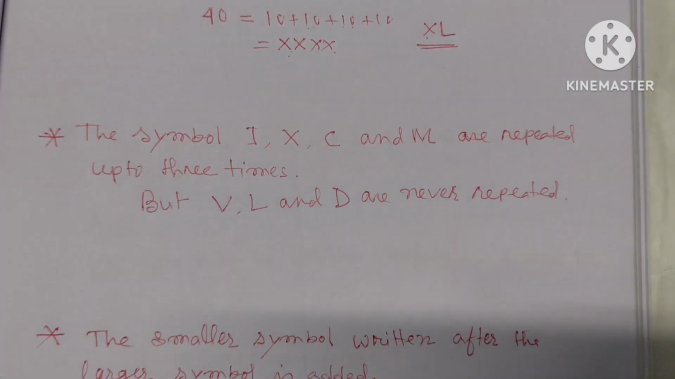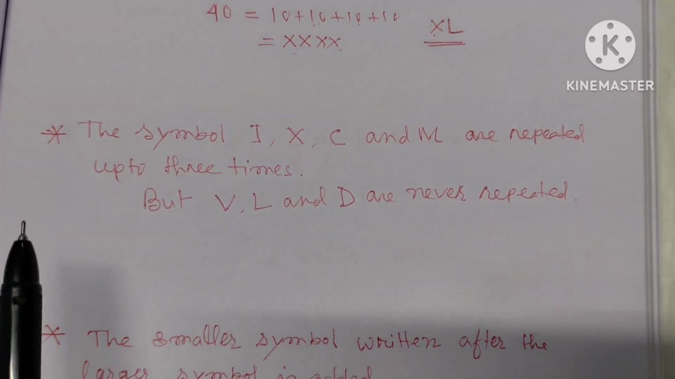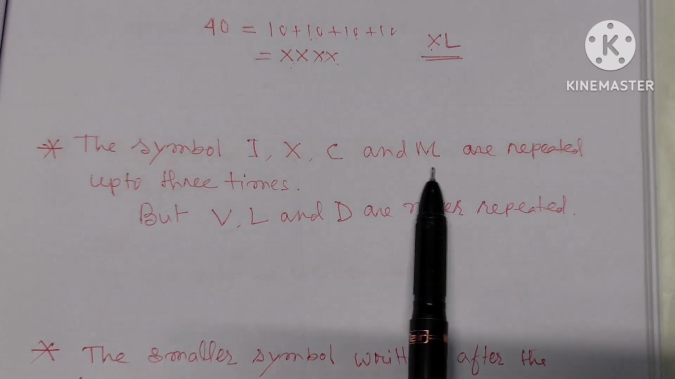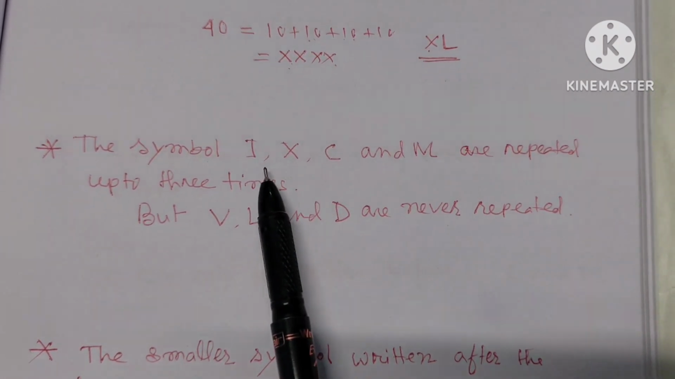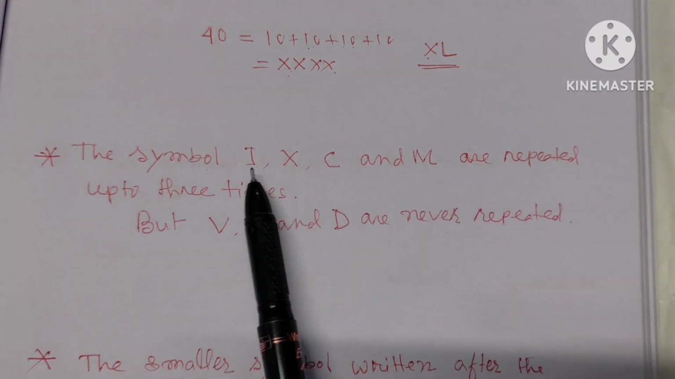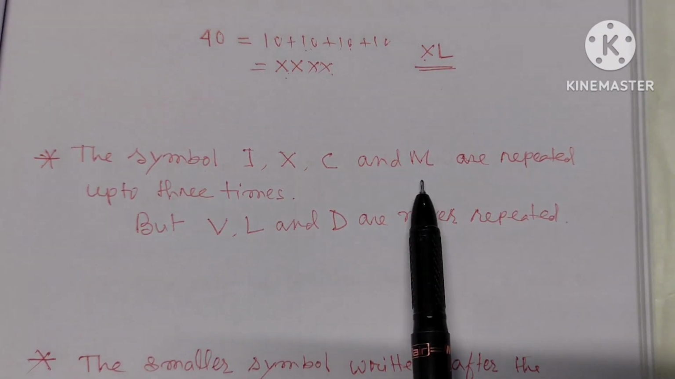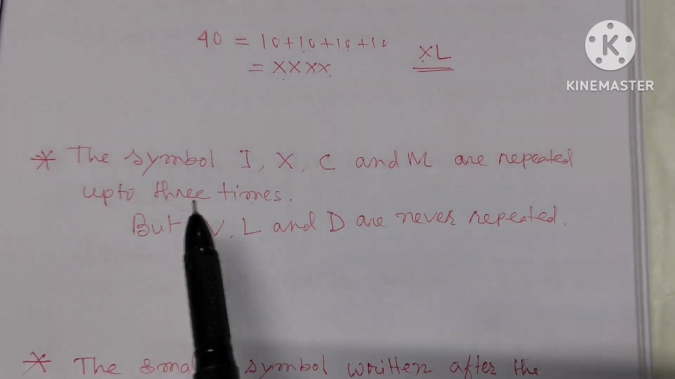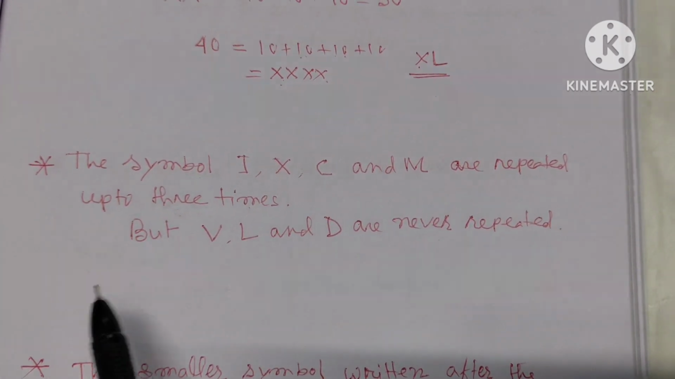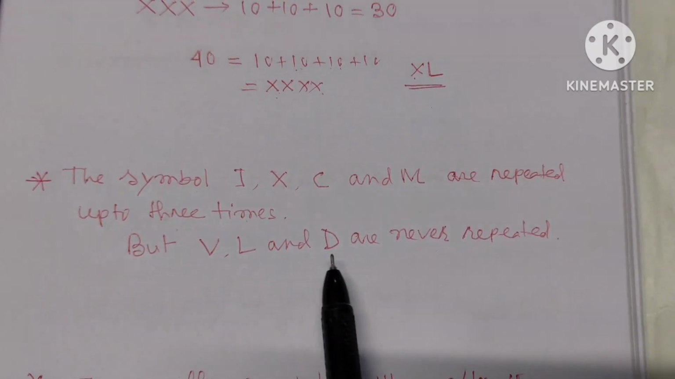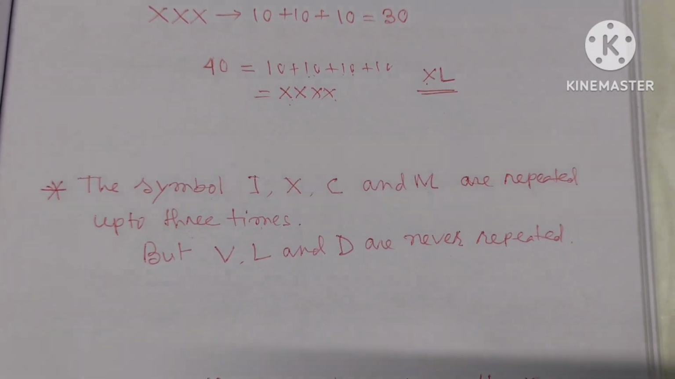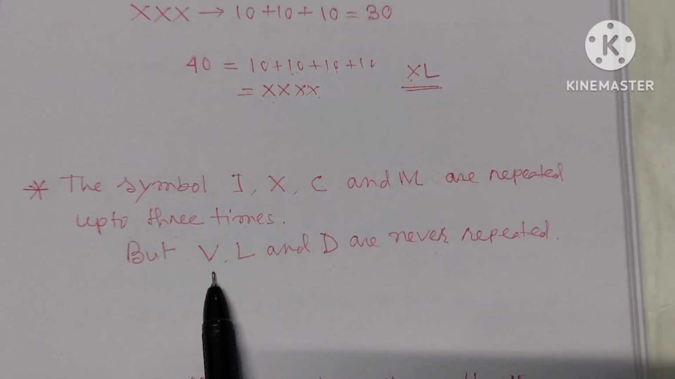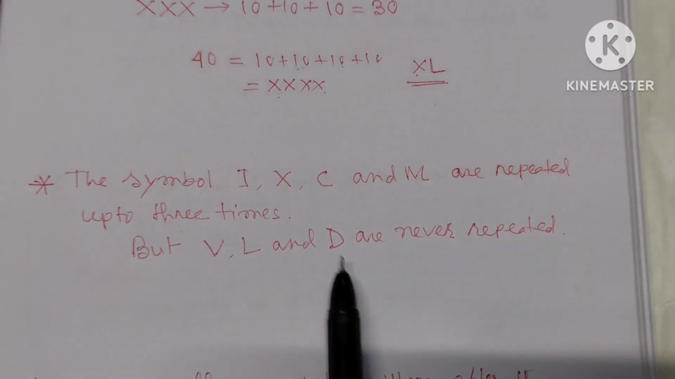Let us now come to know the second rule. The symbols I, X, C and M can be repeated. That means we can repeat the symbols I, X, C and M up to how many times? 3 times, not more than 3. But V, L, D are never repeated. We can't repeat these symbols. V for 5, L for 50, D for 500.